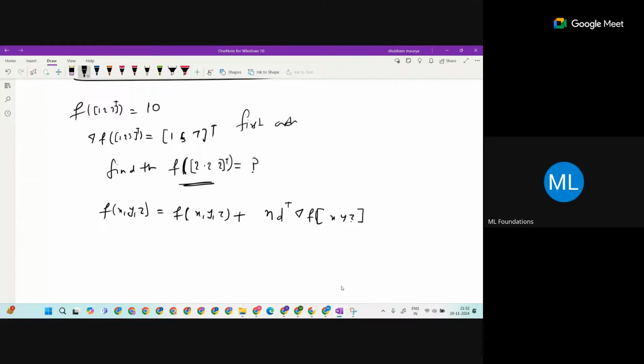In the lecture, I have said that this d is minus nabla of f of x, y, z. This is what it is.